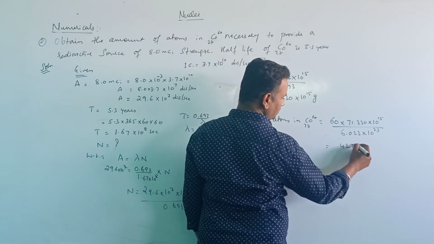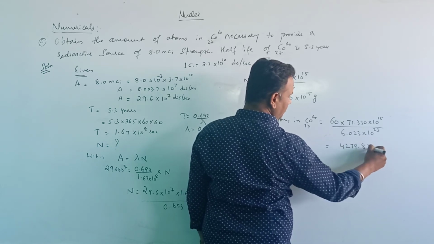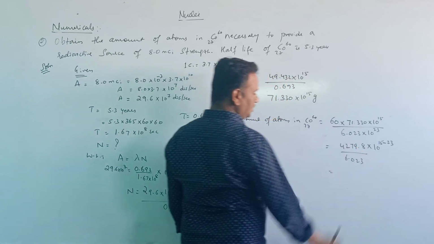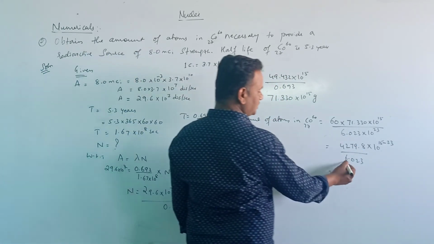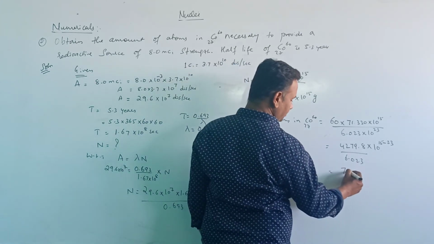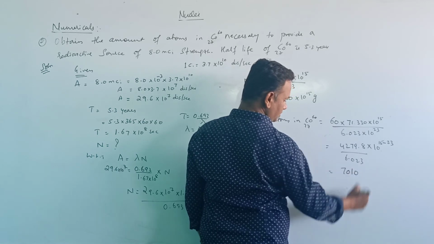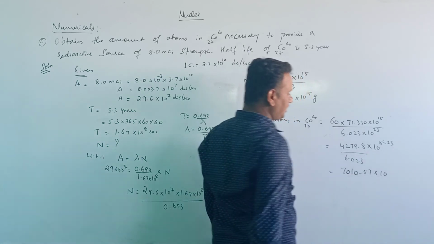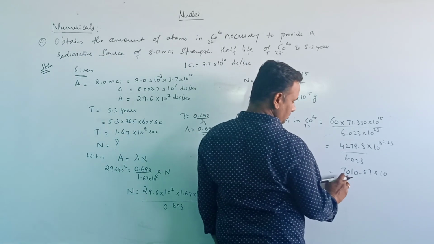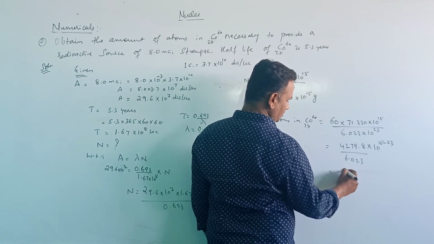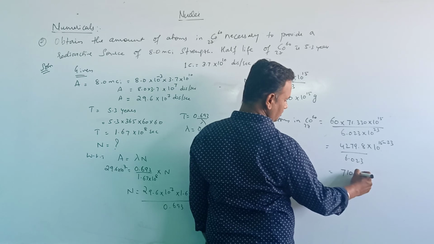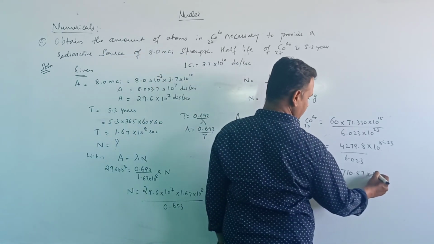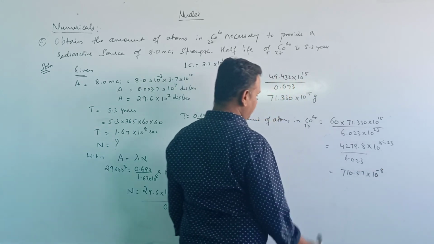4279.8 into 10 to the power of 15 minus 23, divided by 6.023. 4279.8 divided by 6.023 is 710.57 into 10 to the power of 15 minus 23. You will be getting minus 8.